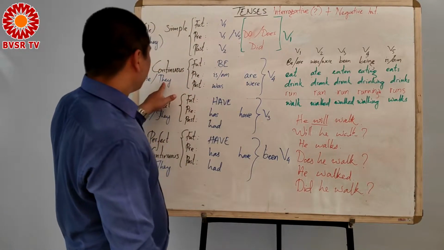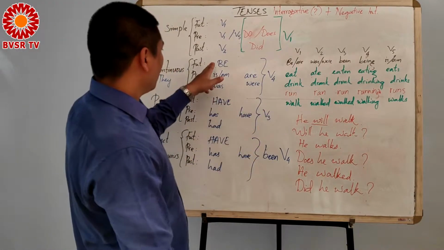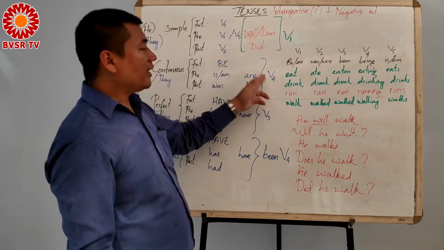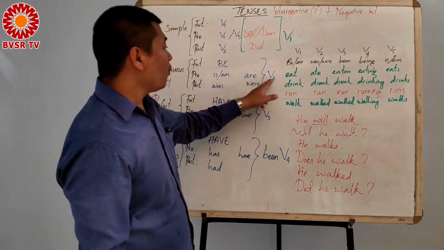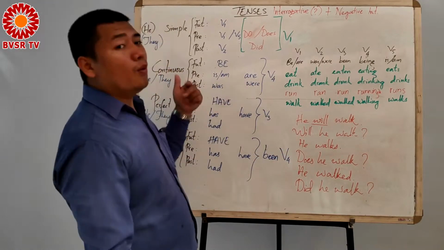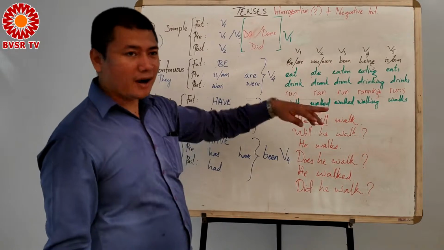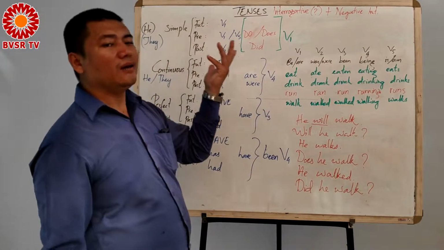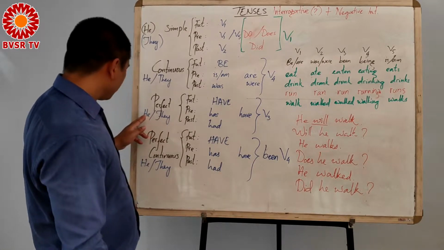It's very simple. Now, they, plural, they will be walking in the park. Will they be walking in the park? They are walking in the park. Are they walking in the park? They were walking in the park. Were they walking in the park? That's how it is made.